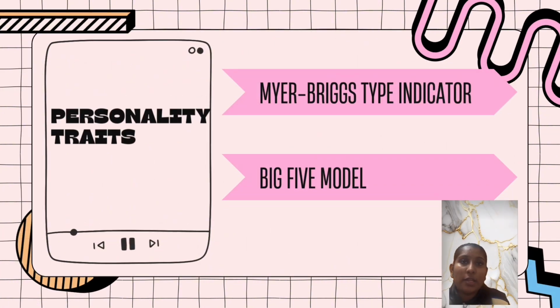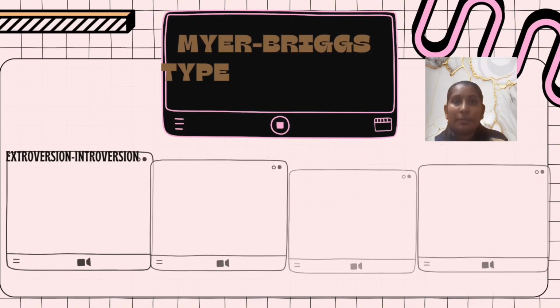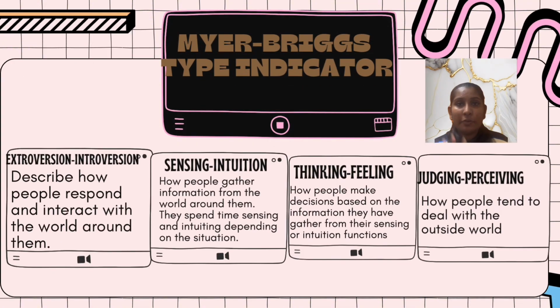Personality traits. There are 2 types of traits. The first is the Myers-Briggs Type Indicator. The second one is the Big 5 model. Myers-Briggs Type Indicator. There are 4 different scales.